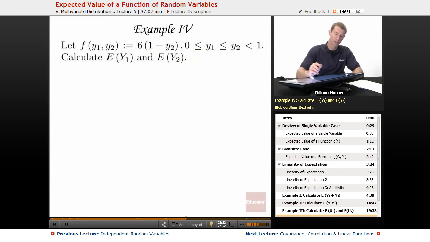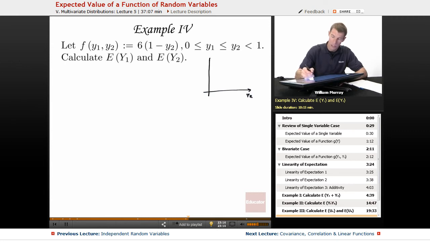In example 4, we've got joint density function f of y1, y2 defined to be 6 times 1 minus y2, where y1 and y2 are both between 0 and 1, but y2 is bigger than y1. Let me graph out this region before we go any farther with that.